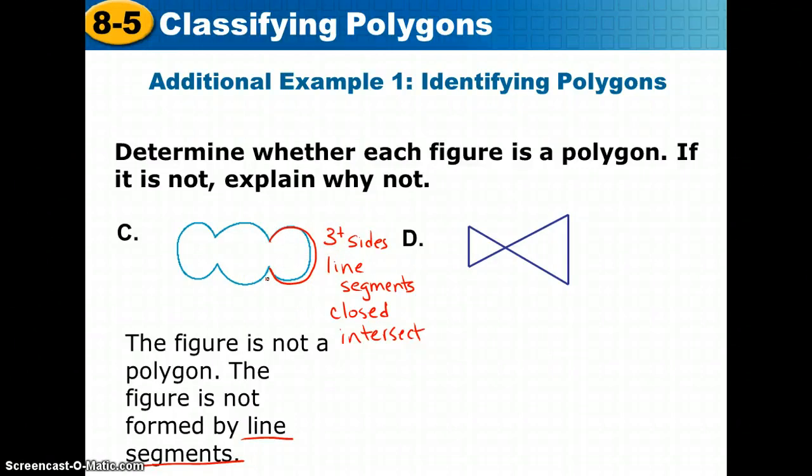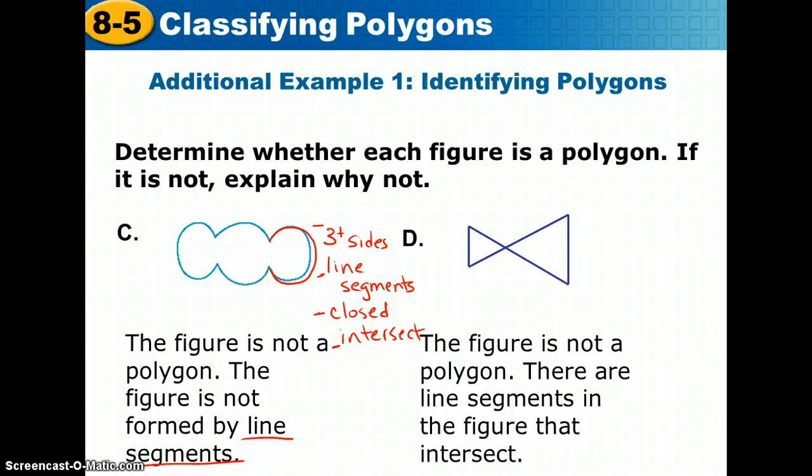Let's look at D. Is that a polygon? Which of our 4 does it not follow? Is it 3 or more sides? Are they line segments? Is it closed? Do they not intersect? What do you think? It is not a polygon because we are intersecting. These lines are crossing each other. It is not a polygon.